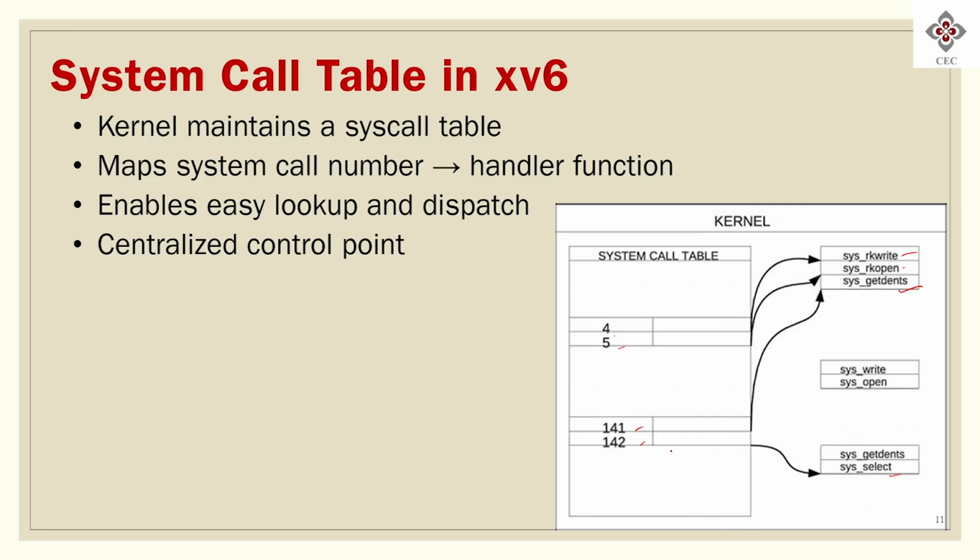So, we have 141 and 142. 142 is for sys/select and 141 for sys/getdents. So, this is the handler function. It enables easy lookup and dispatch. This number and this handler function are just a lookup process that dispatches the corresponding signal handler routine.